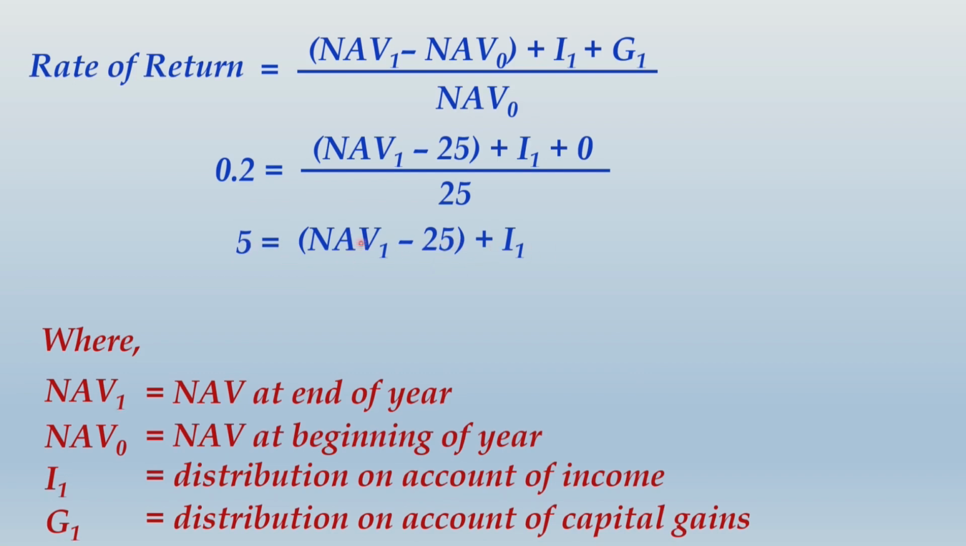Now when you further simplify this, what will happen? This minus 25, if you shift this side, it will become plus 25. So 5 plus 25 will become 30, which will be the value of NAV1 plus I1. So I can write NAV1 plus I1 equals to 30. Friends, note down this whole thing before I take you any further or before I provide any further explanation.